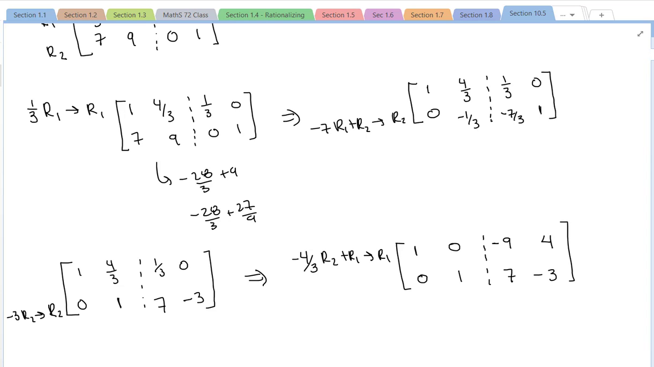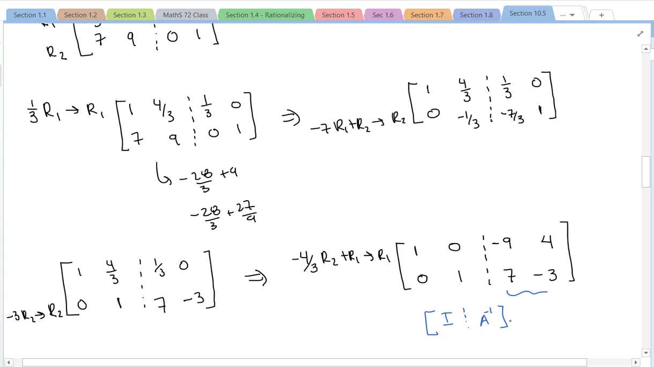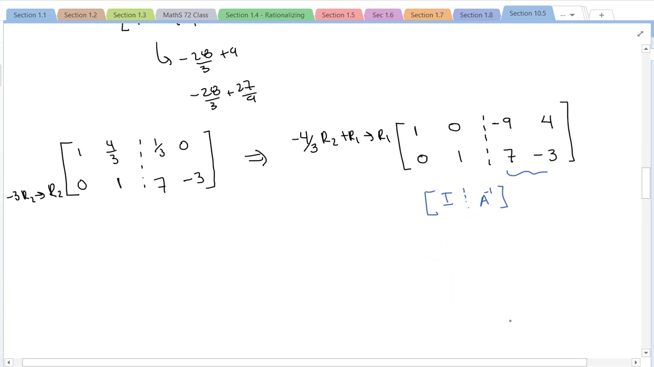And so notice that I was able to achieve the identity on one side, and this is the inverse. So therefore we can say the inverse of the matrix A is the matrix -9, 7, 4, -3.